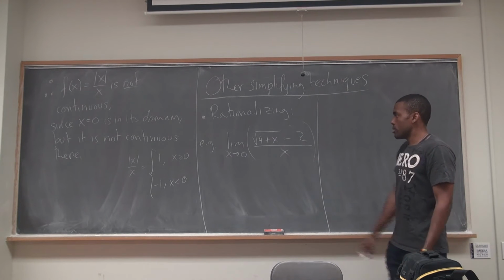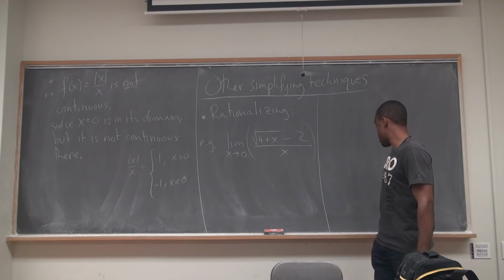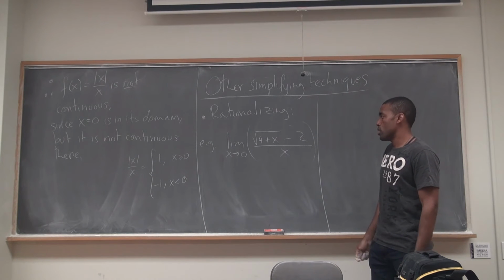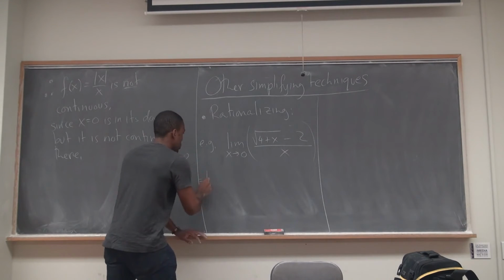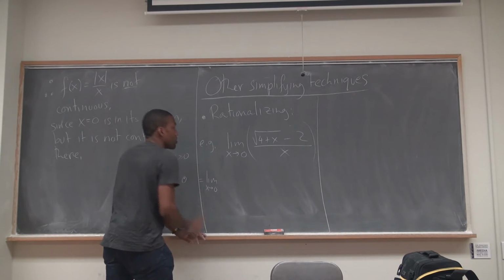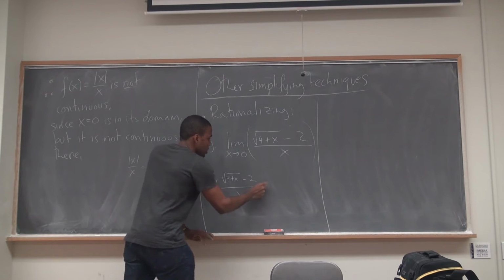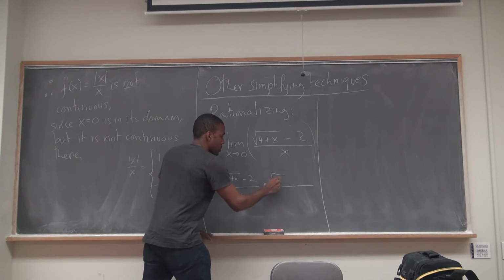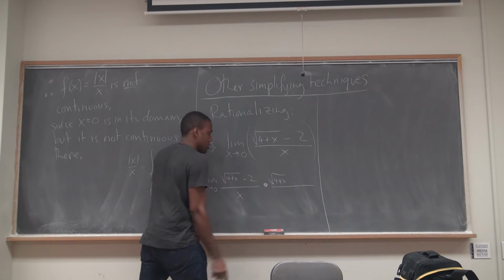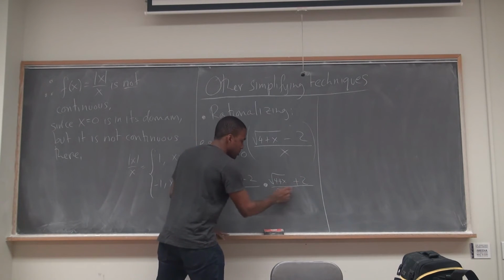One thing we do know though, one of these guys has a radical, and there are only 2 terms. So we can think about rationalizing. How do we rationalize? Conjugate. Multiply and divide by the conjugate, right? So this is going to be equal to the square root of 4 plus x minus 2 over x. I'm going to multiply that. What's the conjugate here? The square root of 4 plus x plus 2, right? You take this guy, you change the sign in the middle.